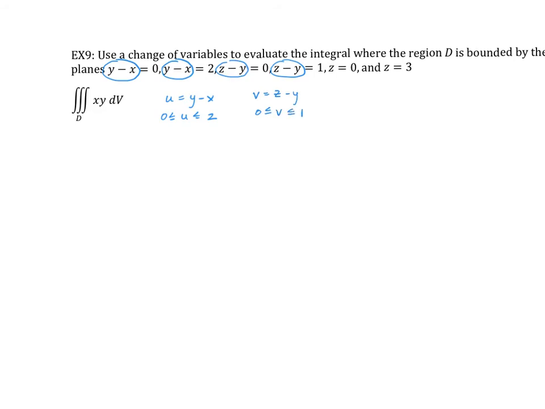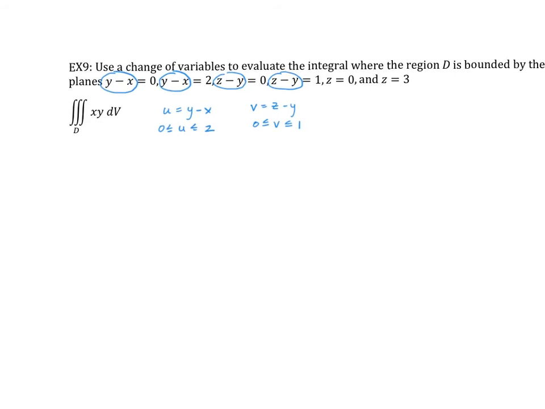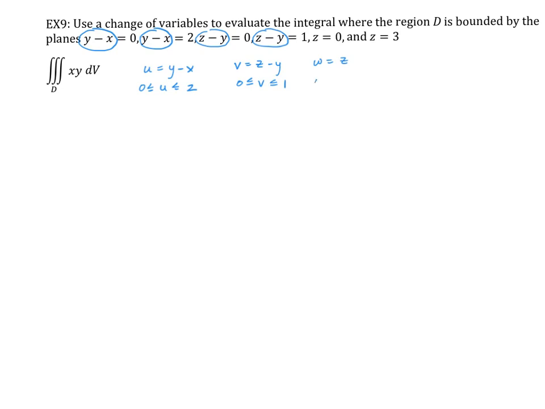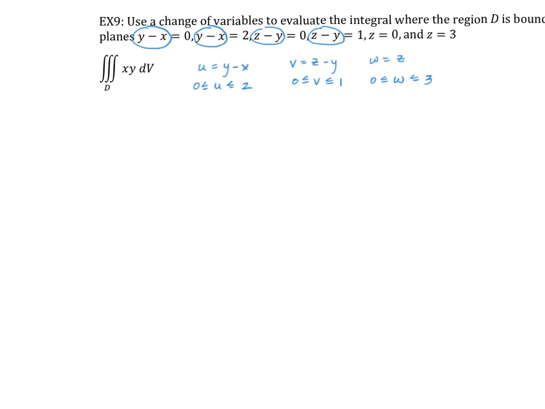And then I have z equal to 0 and z equal to 3. Well, I'm just going to remember I need a uvw. W is just going to be equal to z. So my w values are going to go from 0 to 3. I need my Jacobian, so I need to solve these equations for x, y, and z.